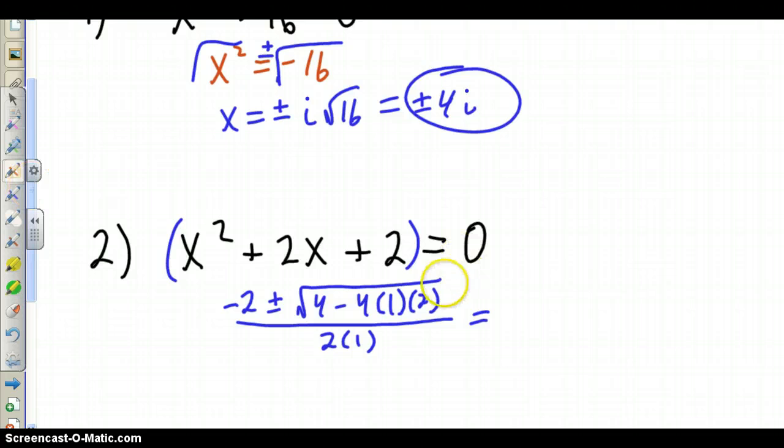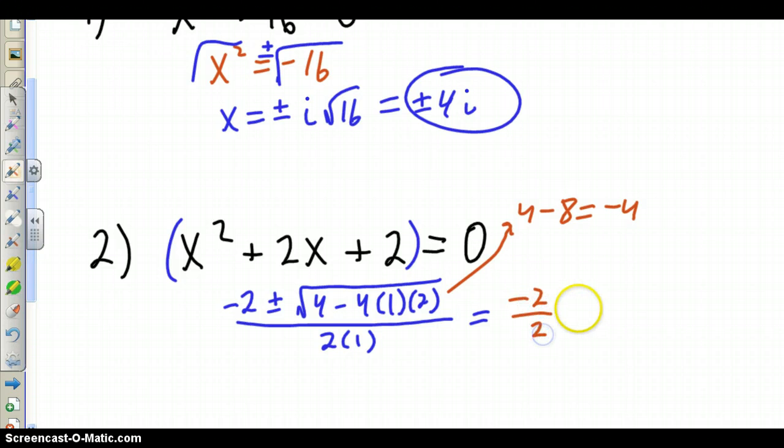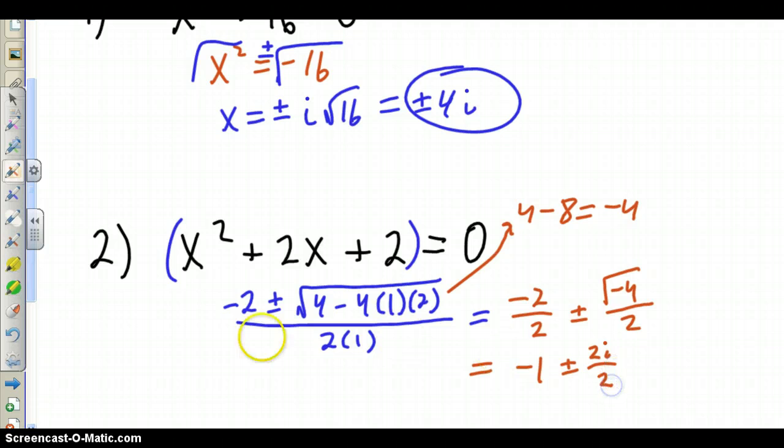Sometimes I'll kind of figure this off to the side up here. That'll be 4 minus 8, which is negative 4. Okay, so I've got negative 2. I'm going to split this up into 2 fractions, plus or minus square root of negative 4 over 2. Simplify that, you get negative 1 plus or minus, this is really 2i over 2. And hopefully you see that you can cancel that. And so you get negative 1 plus or minus i.